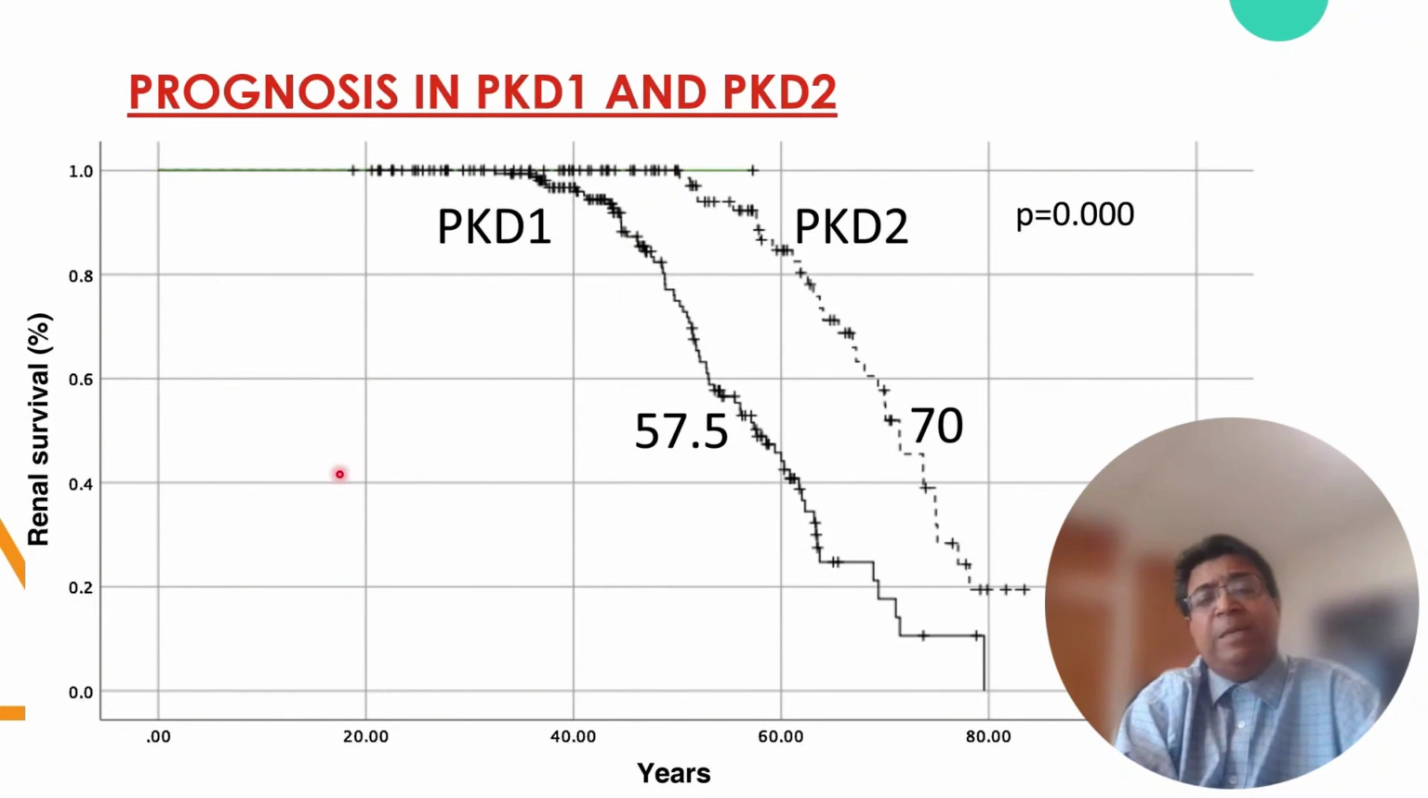Just a brief comment on prognosis. PKD1 has the worst prognosis. And here you can see that 50% renal survival occurs at an age of 57.5 years, as opposed to 70 years for PKD2.